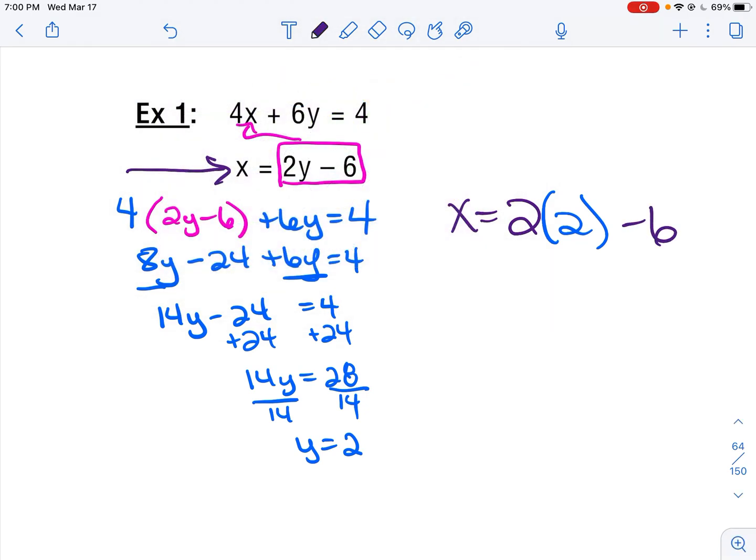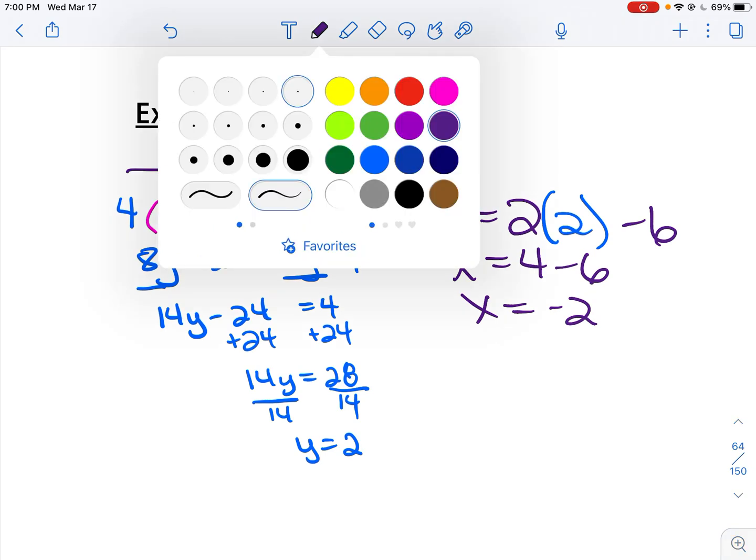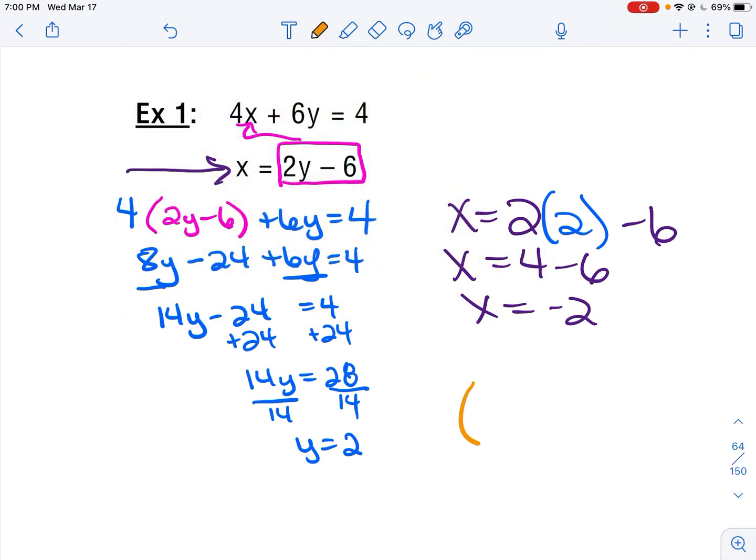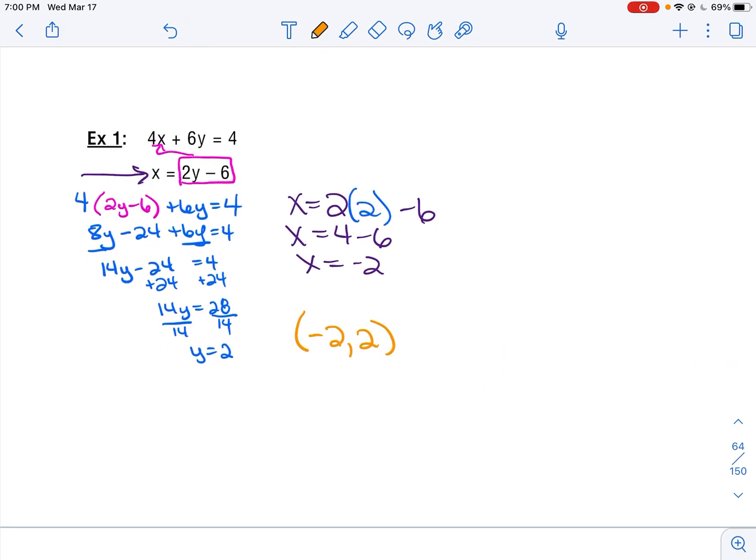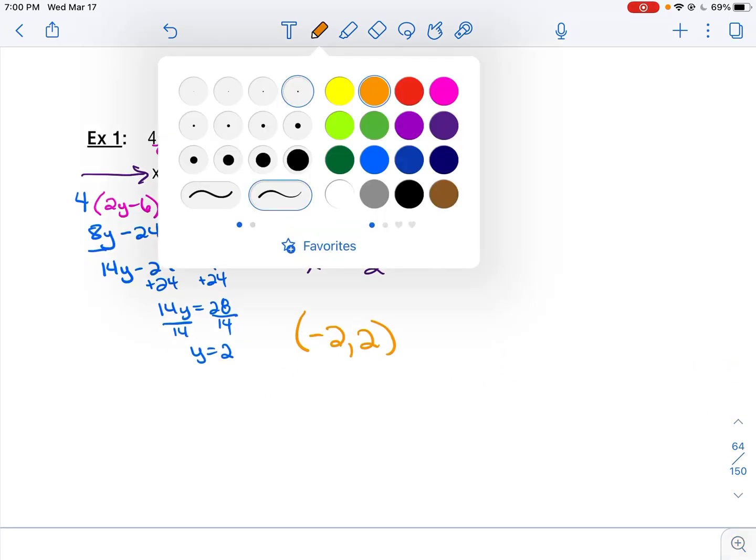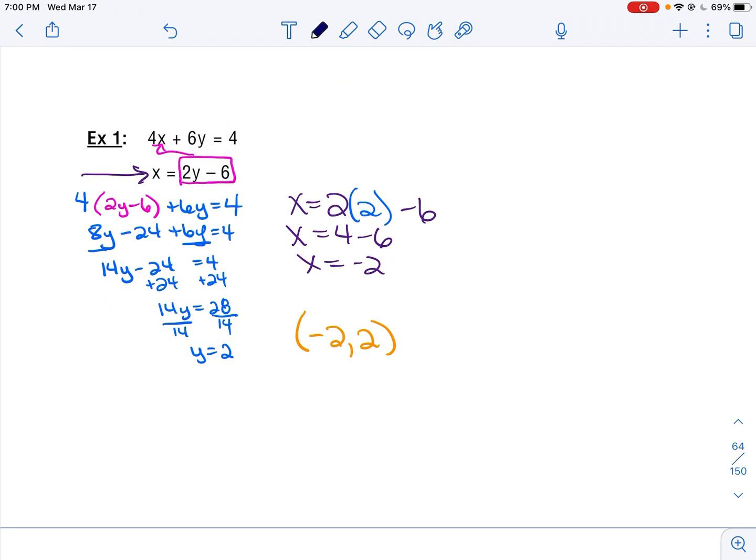Sorry about that. Okay, all I've done is replace the y with what we found y to be. So x equals 4 minus 6, which will get us negative 2. So, boys and girls, that should be negative 2 comma 2. Now, you're supposed to make sure that it actually works.